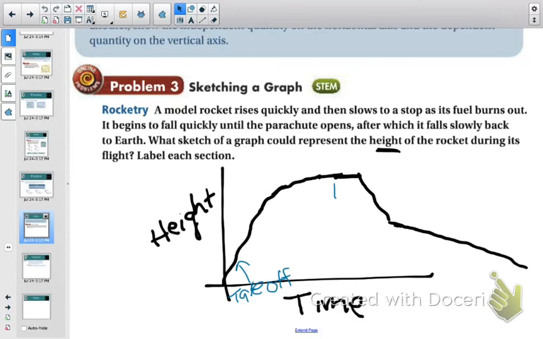Here is when it runs out of fuel, that's the peak. Out of fuel. And then at this point right here, when it changes from going down fast to going down slow, that's where the parachute opens. Parachute. Okay, so that's the sketch of the graph, label each section, something like that. And there's no exact answer to questions like this, so as long as it looks similar, or you can justify your answer, then it's probably fine.